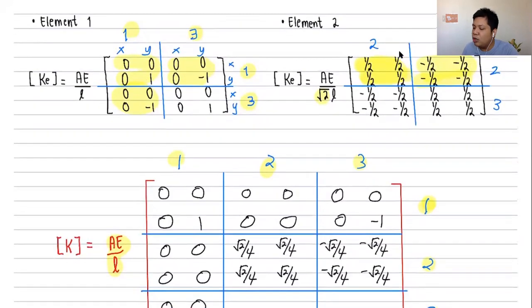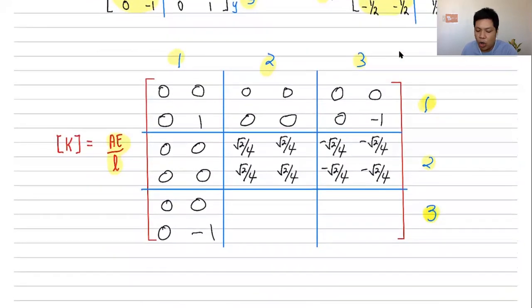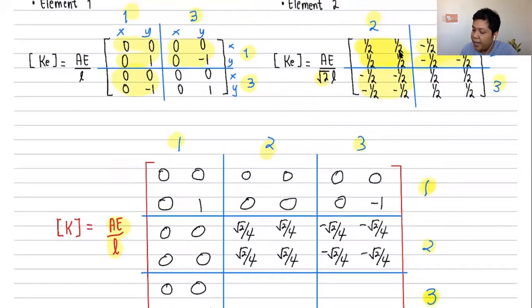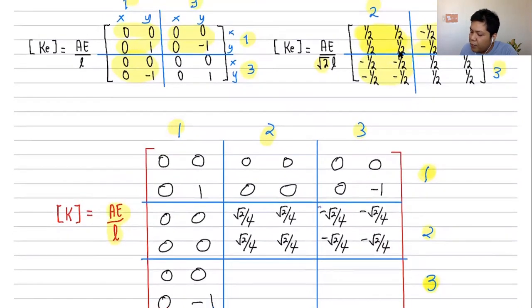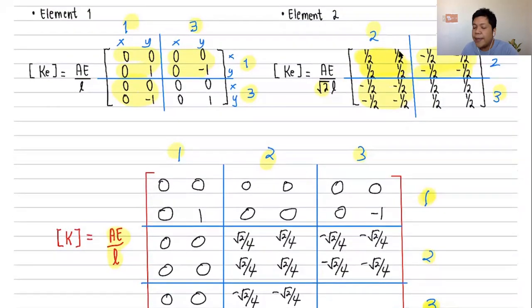Then row 3, column 2. Where is row 3, column 2? This is row 3, column 2, so it's this one over here. It has a negative, so everything is multiplied by 1 over square root of 2. Then, lastly, row 3, column 3.